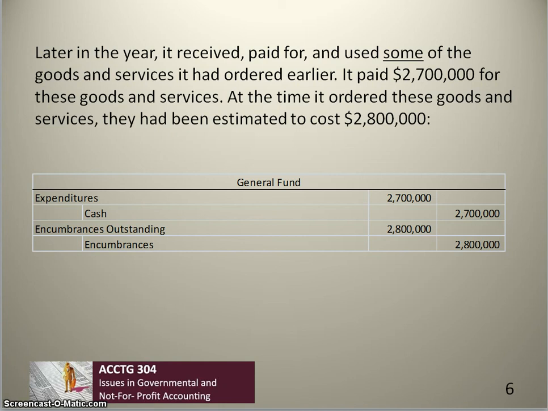And we now can undo the encumbrances that were associated with the goods and services that have been received and used. So we reverse our prior encumbrance entry, debiting encumbrances outstanding, crediting encumbrances. And we do this in the amount at which they were originally estimated to cost. So we don't reverse the encumbrance entry using the actual cost of these goods and services, the 2.7. We reverse the encumbrance entry using the originally estimated cost of the $2.8 million. That's because we want to remove the entire amount of the encumbrances associated with these particular goods and services. Note that we still have $200,000 in encumbrances outstanding, and we'll have to look at how to deal with those later.